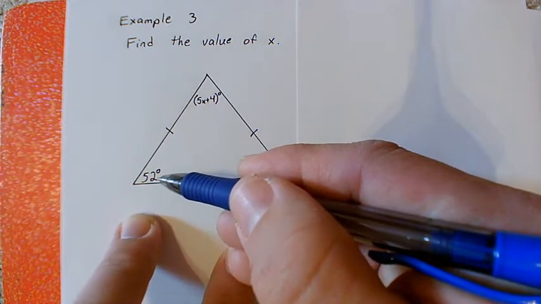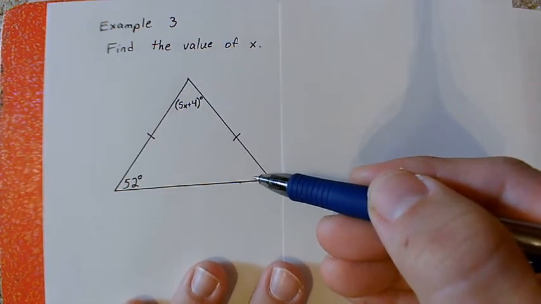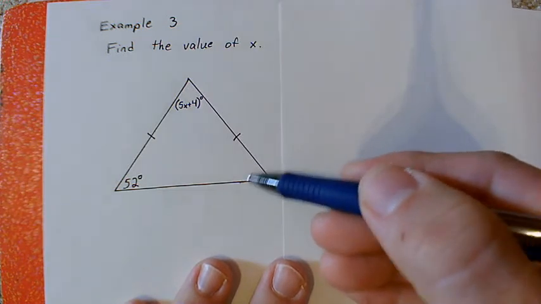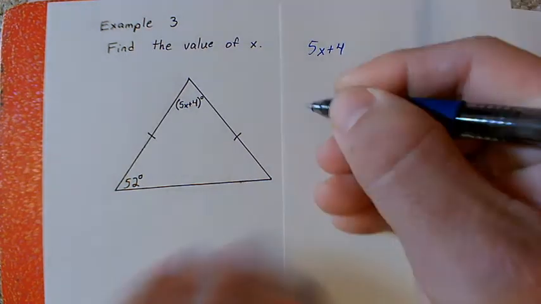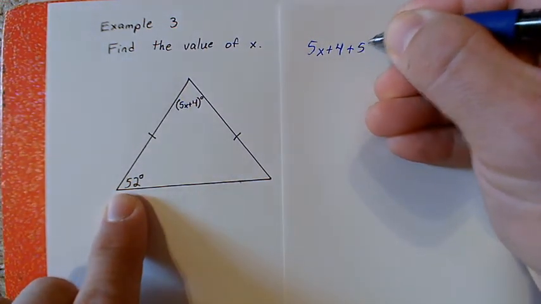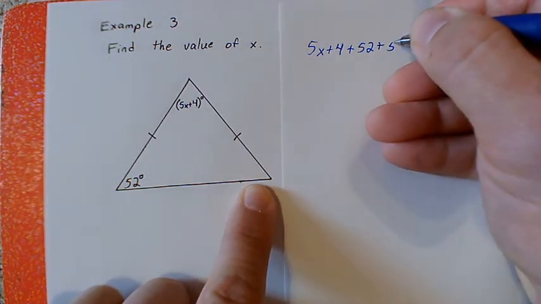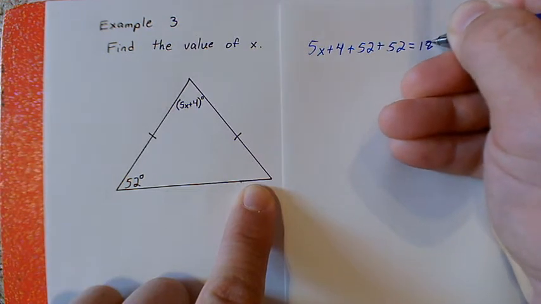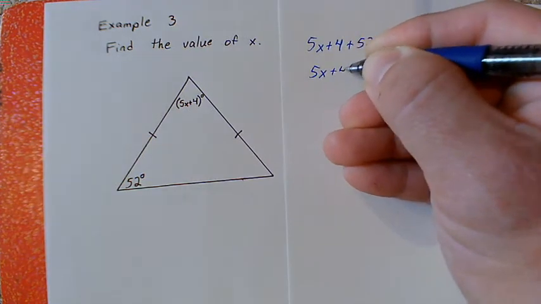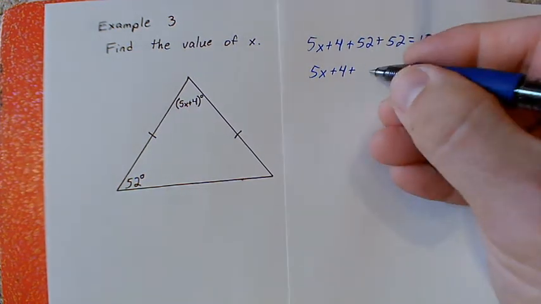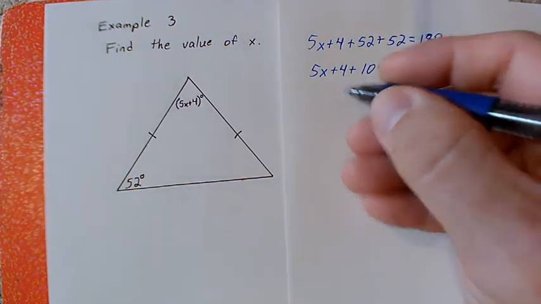What's going to happen here is the 52 degrees can get moved over here, though, and now we can use the triangle angle sum theorem. Since this is 52 degrees by the isosceles triangle theorem, I can set this up as the 5x plus 4 plus this 52 plus what I now have determined this must be, 52, since the triangle is isosceles, has to equal 180 degrees. Now I'm going to combine like terms. So 5x plus 4 plus 52 makes for 104. 4 plus 104 is 108.